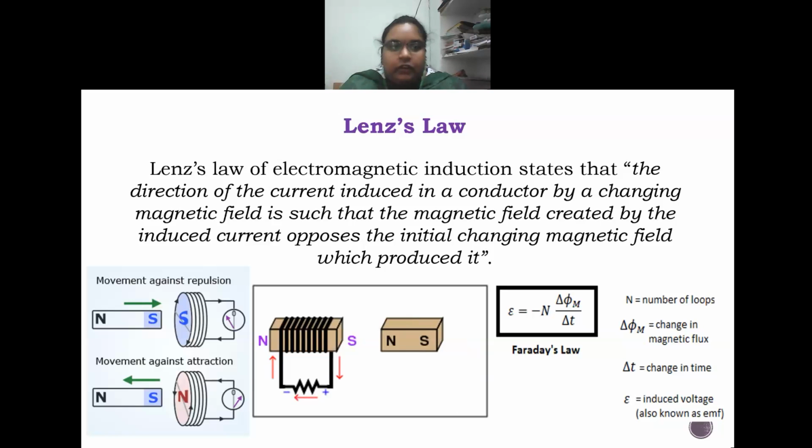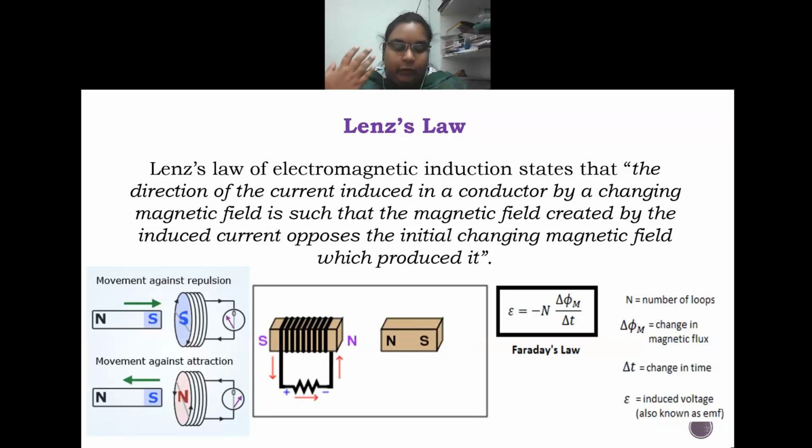In a similar way, here also, if there is a conductor and we are changing the magnetic field of the conductor, we know that whenever we change the magnetic field of a conductor, an EMF is induced. But the direction of the current because of this induced EMF will be such that it will always be opposite to the original source.